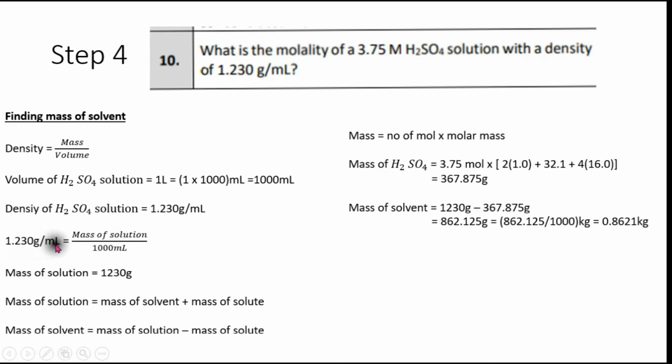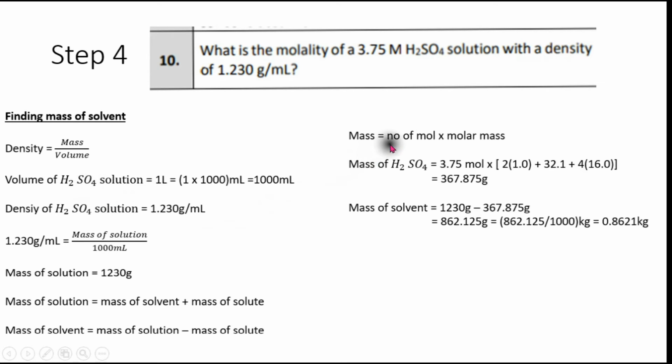1.230 grams per milliliter equals mass of solution over 1,000 milliliters. Then we can find the mass of our solution, which is 1,230 grams. From the mass of solution, we know that mass of solvent plus mass of solute equals the mass of solution. Then we rearrange the formula so we can find mass of solvent, which equals mass of solution minus the mass of solute. And our solute here is H2SO4.